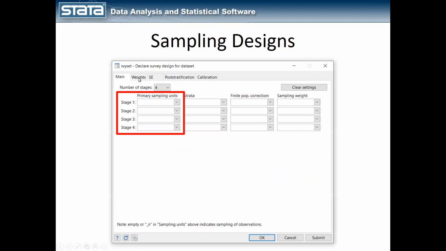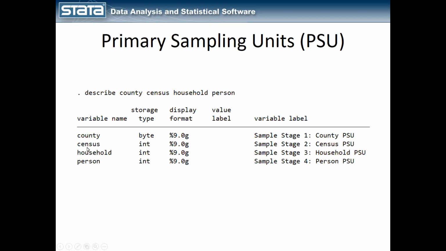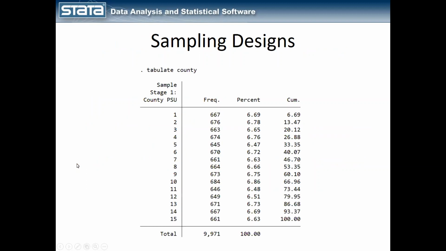So the next thing we need to specify once we tell it the number of sampling stages is we need to tell it the primary sampling units at each stage. What is the thing that we actually sample? So in NHANES, they sampled the counties first, and then the census, we're going to call them census blocks next, then the households, and then the people. So we have those ID variables in our data set.